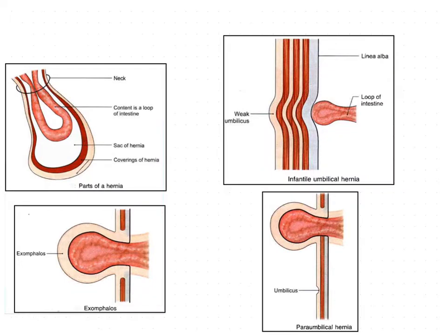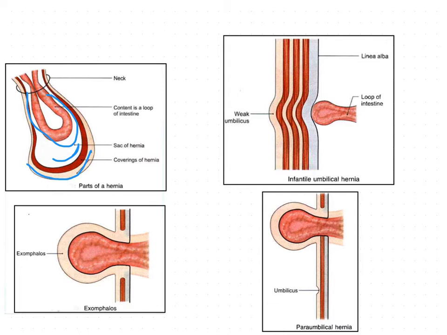So these are the parts of a hernia. The hernia consists of a sac. So this consists of a sac here, and it consists of contents. So these are the contents. For example, this is the loop of the intestine, that is the contents, and also it has coverings. So the sac is covered by the coverings here. So the hernia consists of a sac and its contents and coverings of the hernia.